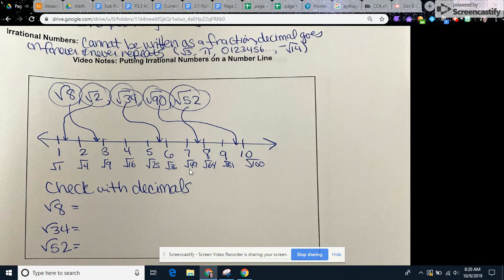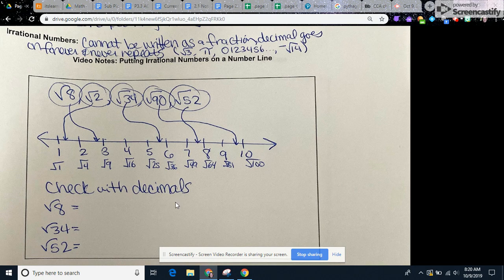Square root of 52 will fall between the square root of 49 and square root of 64. So since the square root of 49 is 7 and square root of 64 is 8, it's going to fall in the middle of those two. Actually, probably a little closer to the 7 than the 8, so I think my arrow is off just a little bit.